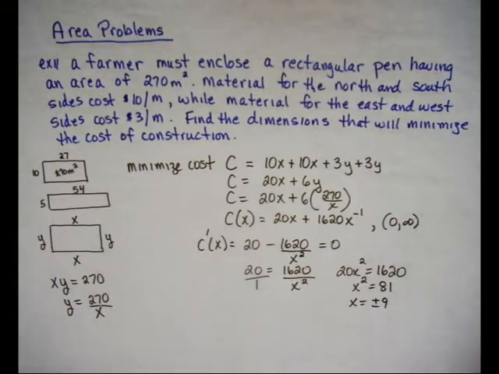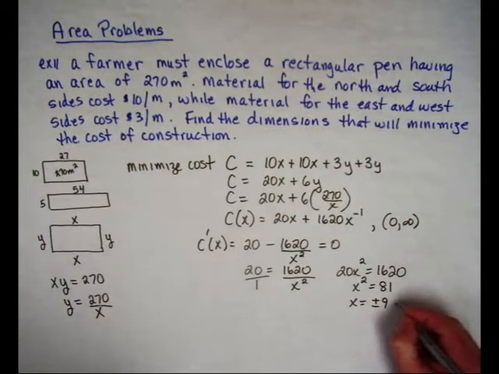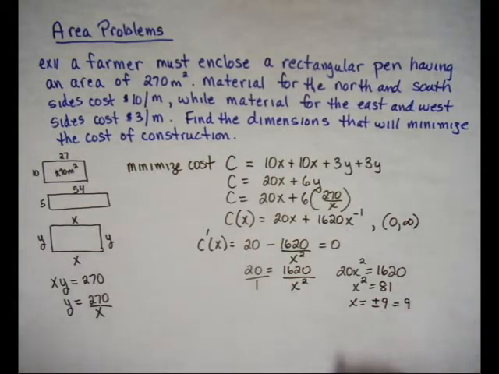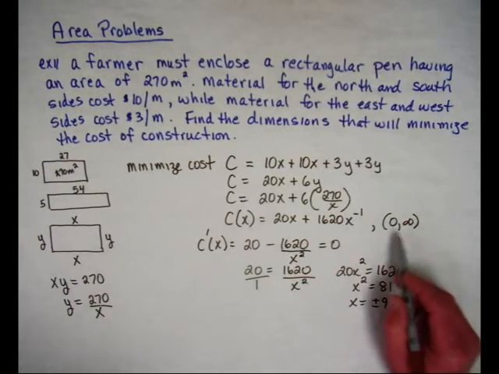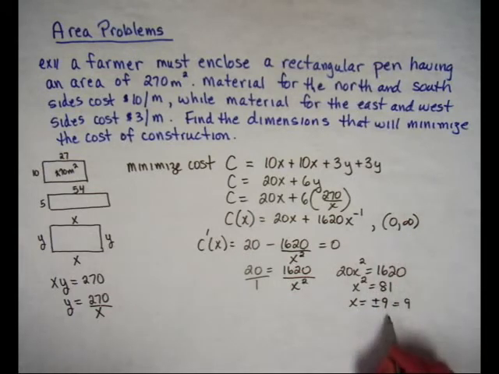Now our restrictions are positive values. You can't have a negative fence line, so we can ignore the negative value. So our answer is just going to be 9. Now the theory we learned back in chapter 5 guarantees that this is going to be the best answer. We know that the absolute extrema, the maximum or the minimum value of a function, will either be at its endpoints, in this case it would be the maximum values, or a critical point.